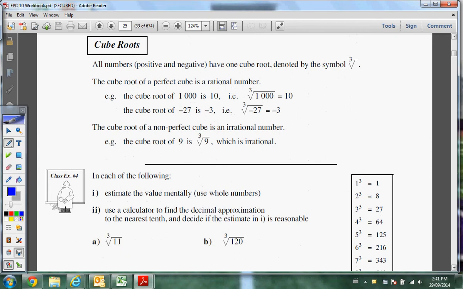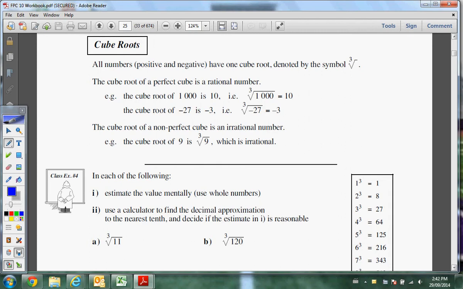Okay, so cube roots. Remember, the thing with cube roots that's different from square roots is cube roots are odd. You can have negatives. Square roots are positives only, so square roots are nice because they just stay very isolated to positives. With cubes we can have negatives. So cube root of 1,000 is 10. Cube root of negative 27 is negative 3.